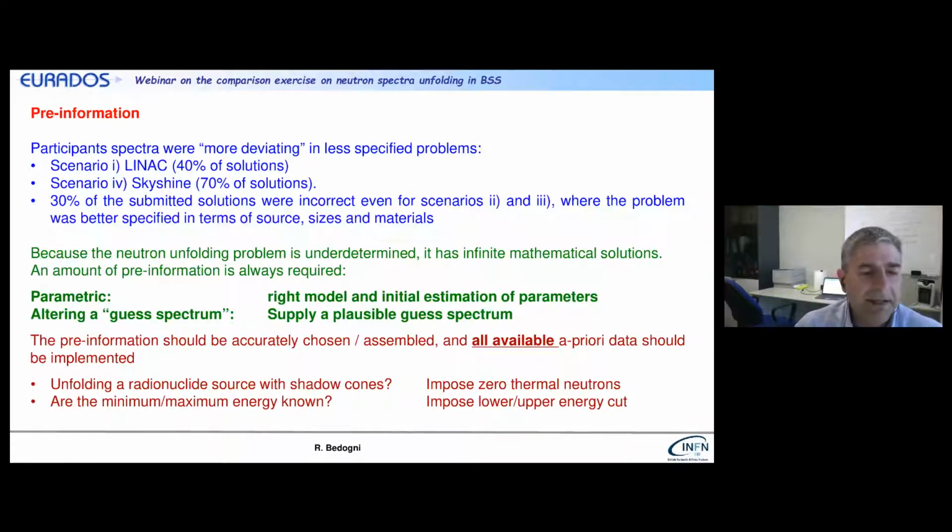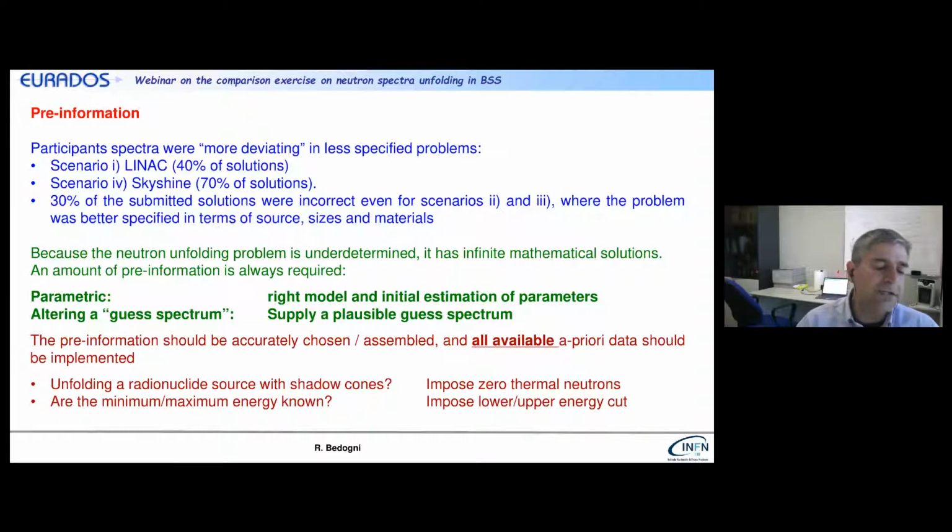After checking the count profile and verifying that there are no unexpected deviations due to systematic effects, the participant should start thinking how to prepare, how to assemble the pre-information. We observed, and previous presenters said it, that more deviating resulting spectra were obtained in scenarios with less specified conditions, or a scenario where the pre-information given to the user was lower, namely the LINAC problem or the skyshine problem, where 40 or 70% of the solutions were significantly deviating from the reference solutions.